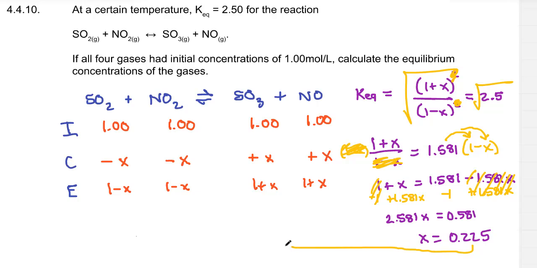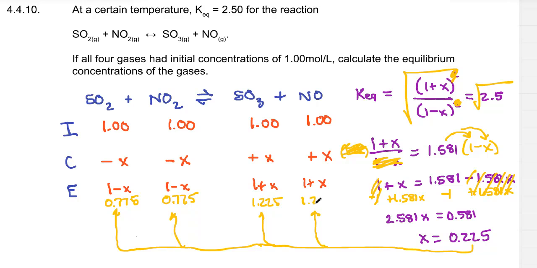Now that you have this x, you can go back to the ice table, and you have to put that x in there, there, there, and there to get the equilibrium concentrations. So 1 take away 0.225 is 0.775, same number here, and 1 plus that is 1.225 and 1.225.